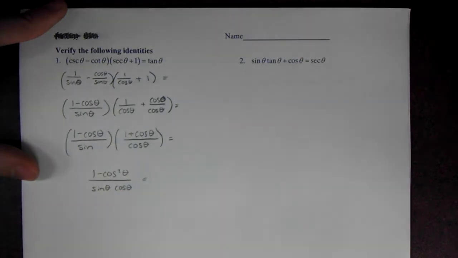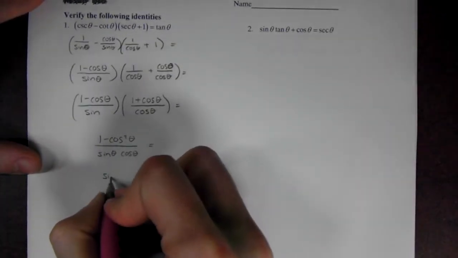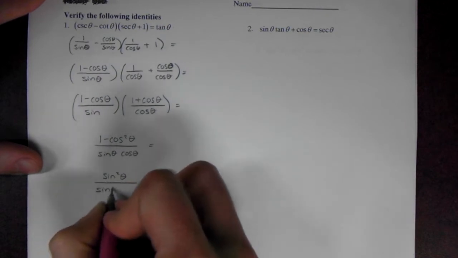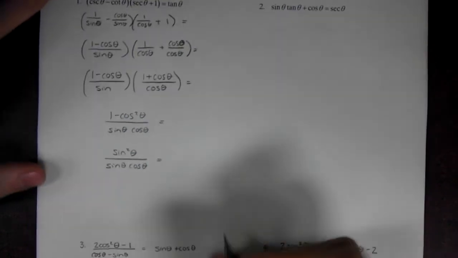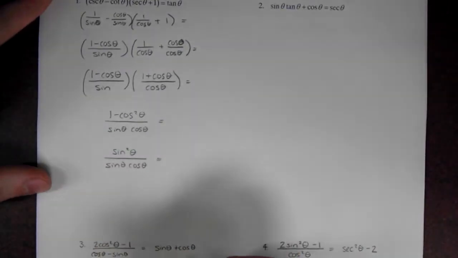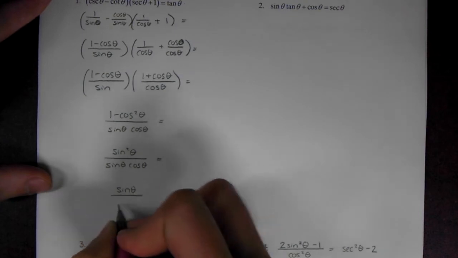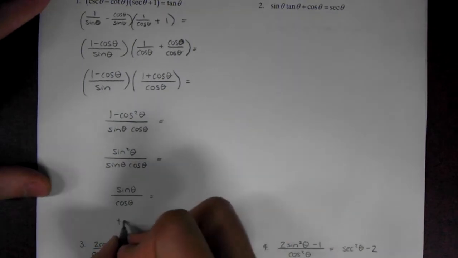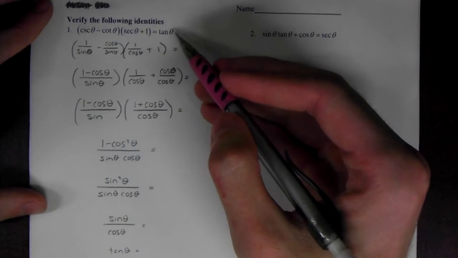And then recall from your Pythagorean identities, 1 minus cosine squared is sine squared. And then finally, sine squared divided by sine would be sine over cosine, and that is the tangent. So I finally reached what I wanted, what I had on the right side over here.